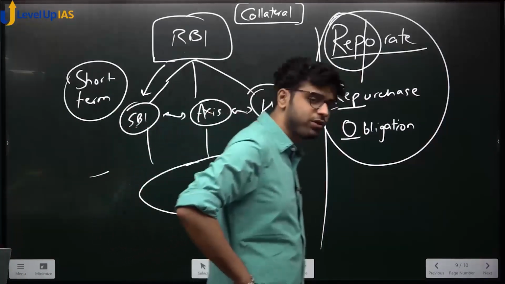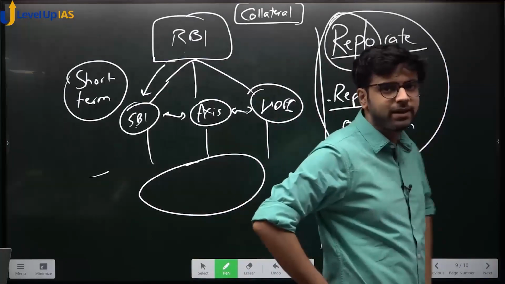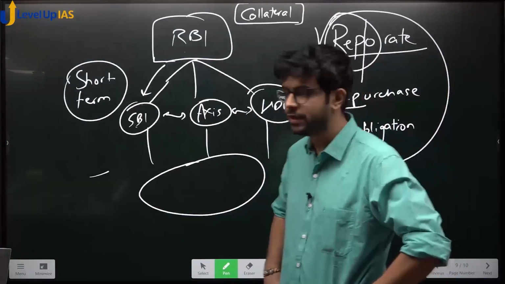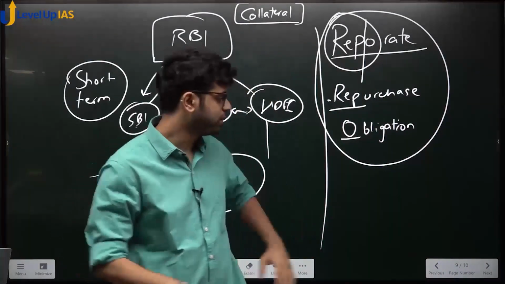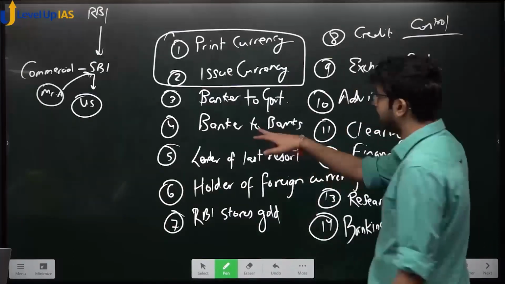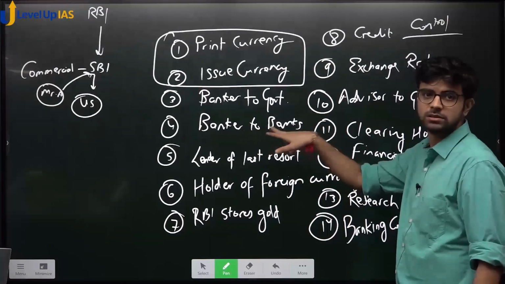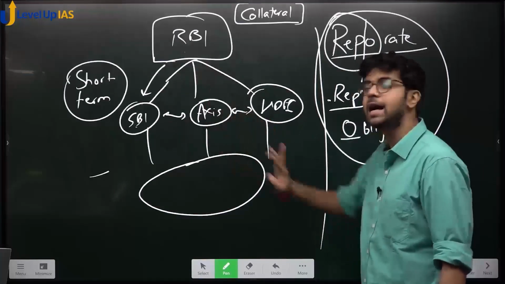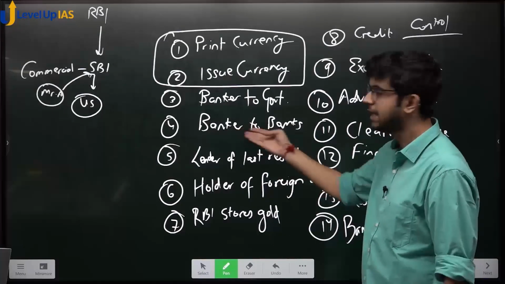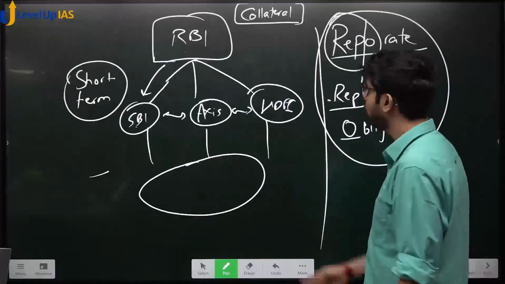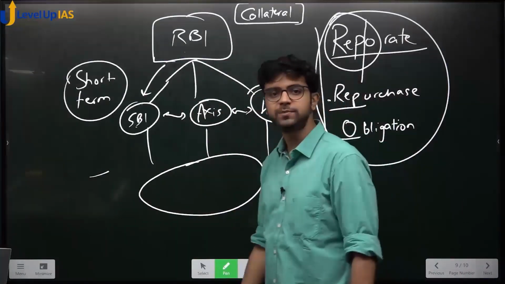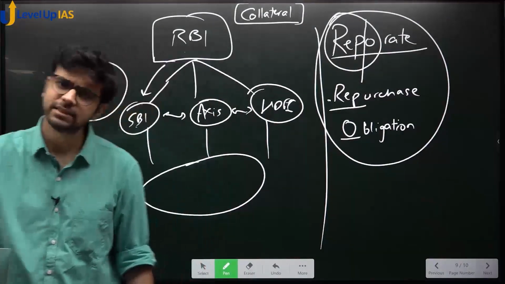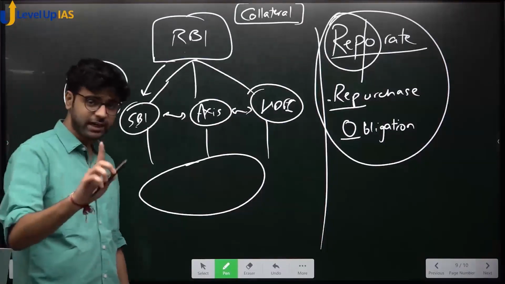You take loans from banks, yes or no? Do you keep money with banks? Savings account, fixed deposit, we keep money with banks. Similarly, always remember this function: banker to banks. So when SBI is borrowing money from RBI at the repo rate, RBI is acting as a banker to banks. If a loan is given by RBI to SBI, does SBI also have the option of keeping its money with RBI as a deposit? Yes.